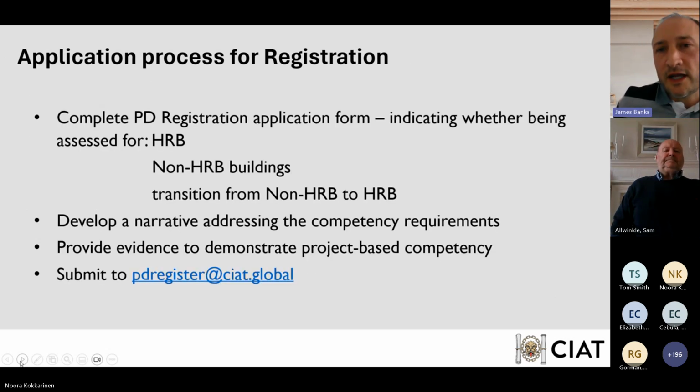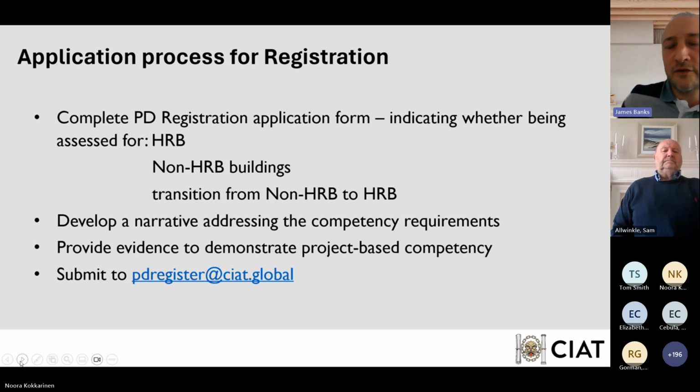So as I alluded to, there's an application for registration as a PD on a HRB. Now, if you get registration and meet the standard as a PD on a HRB, that would automatically give you dual registration as a non-HRB PD as well, because you would have met the standards for non-HRB registration by getting your HRB registration. So there's a dual registration for some individuals.